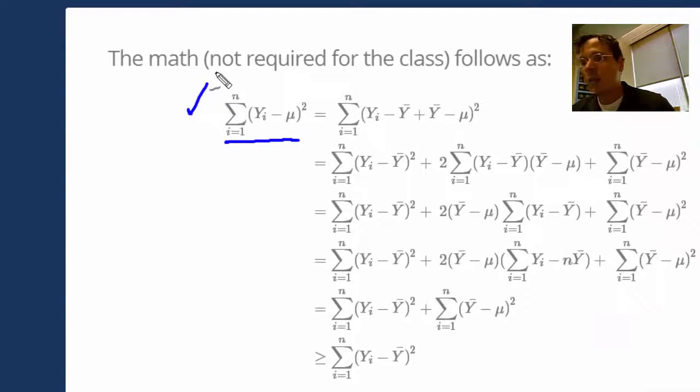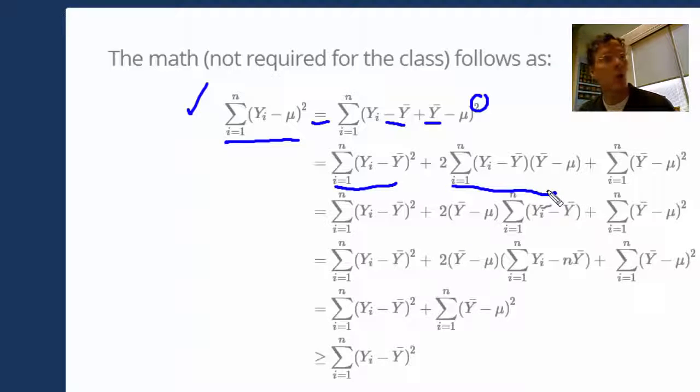This is the quantity I'd like to minimize as a function of mu. My yi's are my observed data points. I'm going to subtract and then add y bar. So I've just added 0, changes nothing. So I can have an equal sign there. I can expand this square out, and I get this term, twice the cross product term, and then this term right here.